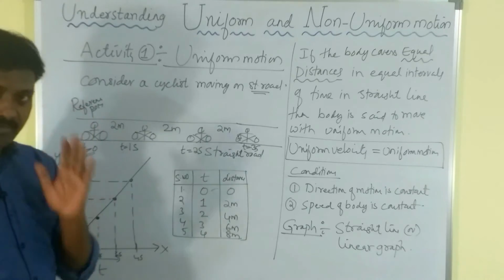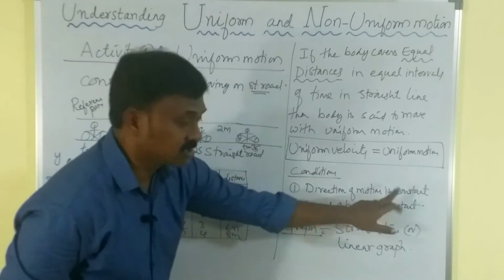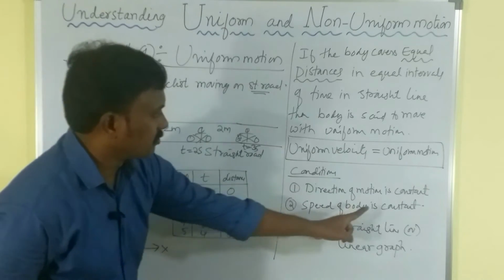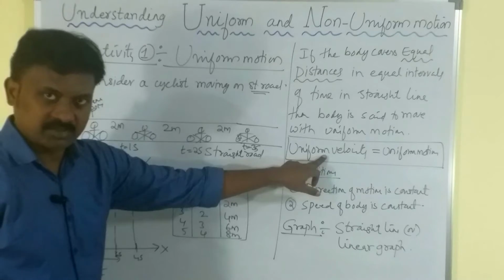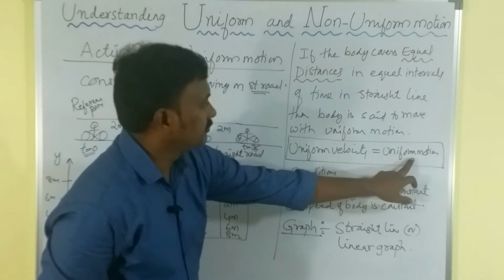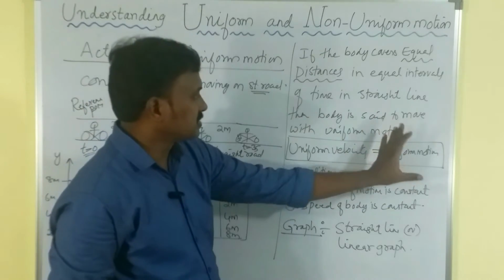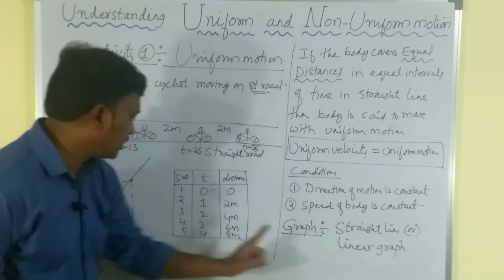So once again, let us try to understand uniform motion. The basic important condition, two conditions here: the direction of motion should be constant and the speed of the body is constant. If these two things are constant, we say that the body is moving with uniform velocity. If the body moves with uniform velocity, the body will travel with uniform motion. In case of uniform motion, how do you get the graph? It's a linear graph. That is, we get a straight line.